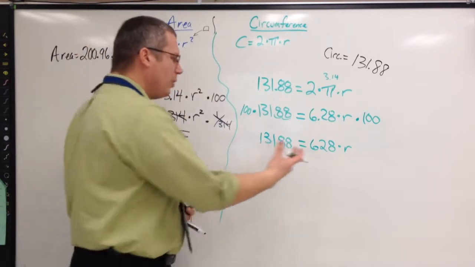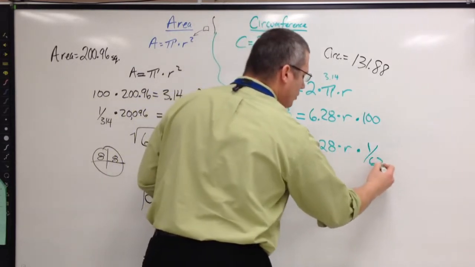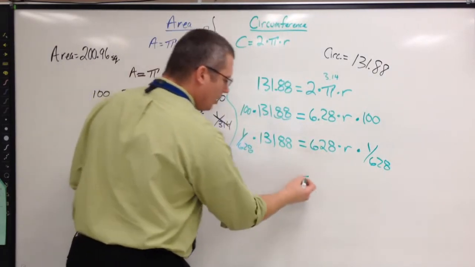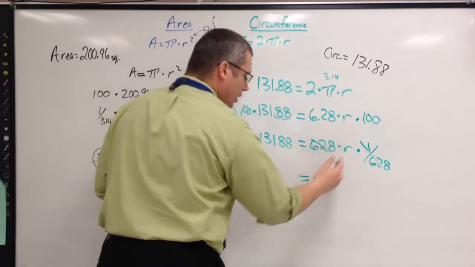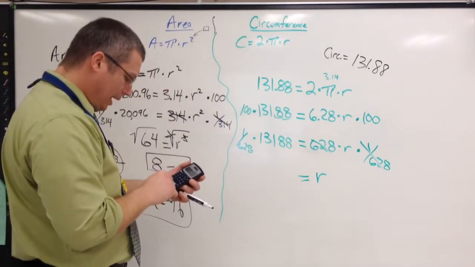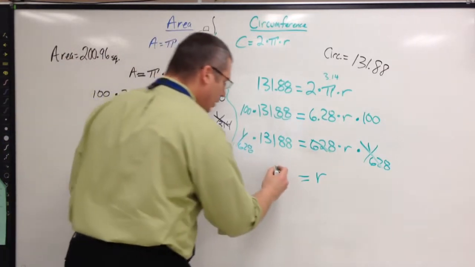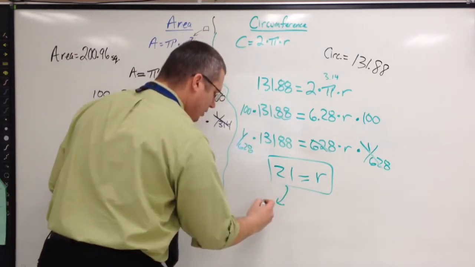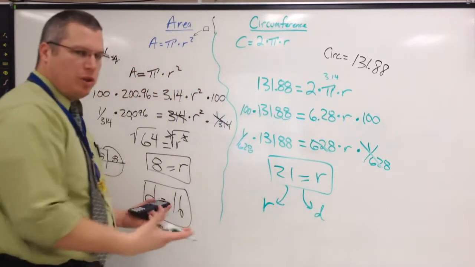Same setup. How do I get rid of a multiplied number? With its reciprocal, with its multiplicative inverse. 1 over 628. 628 times 1 over 628 is 1. I'm left with r. What is this number? Take my calculator. 131.88 times 1 over 628 equals 21. Now from here, it depends what the question's asking. Does it want the radius? Does it want the diameter? You can make your decision from there.